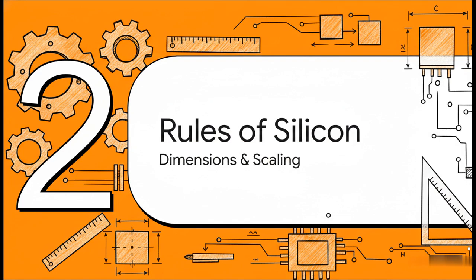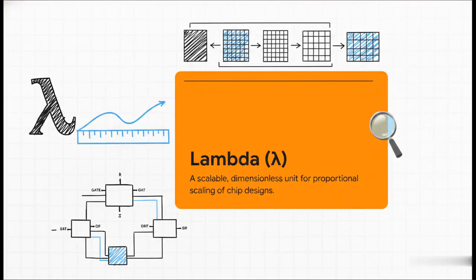Moving right along to Part 2, the rules of silicon, dimensions and scaling. So we've got our colors and our basic placement. Next, we need our strict dimensions. And central to these rules is a genuinely brilliant concept called lambda. Lambda is basically a scalable, dimensionless unit used in VLSI layout. Why is this such a big deal?